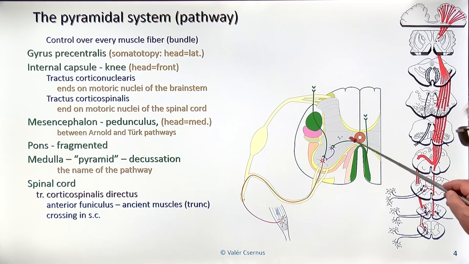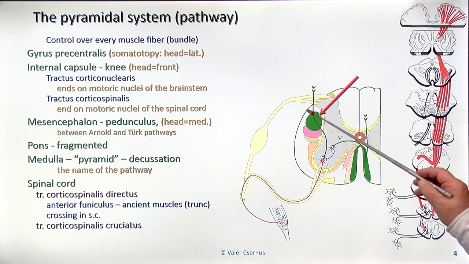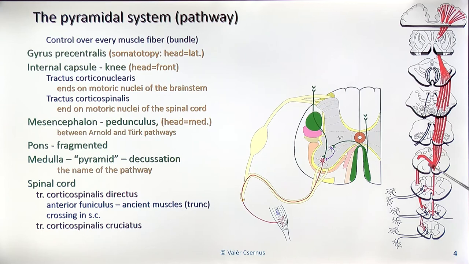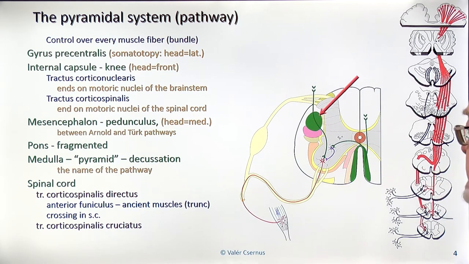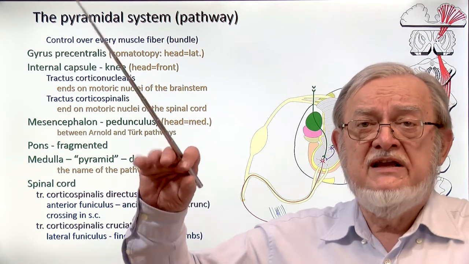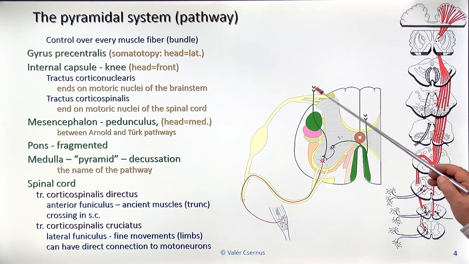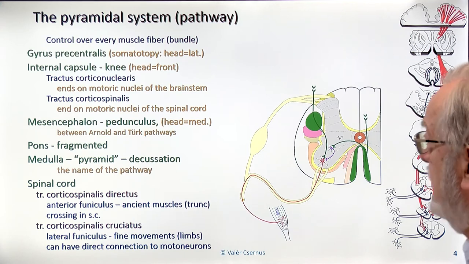This pathway, importantly, also crosses, but not at the level of the medulla oblongata, and usually through a switching neuron, it ends on the motor neuron, which goes directly all the way down to the muscle fibers. The crossed pyramidal pathway, which crosses at the level of the medulla oblongata, goes in the dorsal side of the lateral funiculus, this green area. This controls those muscles which are in the limbs, especially those doing the fine movements. Some of these fibers can end directly on the motor neurons, but most of them go through switching neurons. So this is the pyramidal pathway, by which we have control over all the muscles.